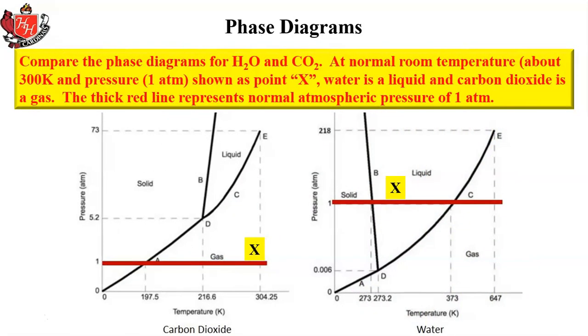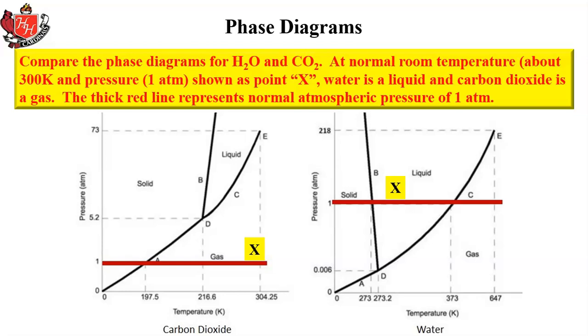All right, so compare the phase diagrams for H2O and CO2. Carbon dioxide is on the left and water is on the right. At normal room temperature, which is about 300 Kelvin and 1 atmosphere of pressure, that's just what you would feel in the classroom, theirs are shown on each of these phase diagrams by the letter X. So you can see the heavy red line with the 1, that means 1 atmosphere of pressure. And you can see the X is right about at 300 Kelvin on both of the graphs roughly. So that's normal room temperature.